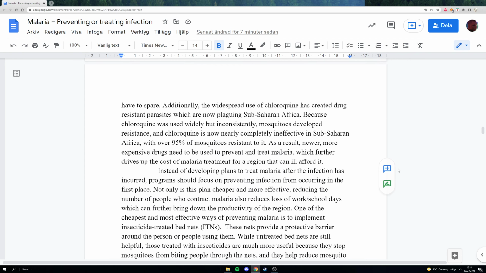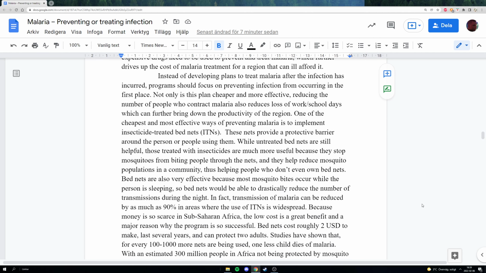Additionally, the widespread use of chloroquine has created drug-resistant parasites which are now plaguing Sub-Saharan Africa. Because chloroquine was used widely, but inconsistently, mosquitoes developed resistance, and chloroquine is now nearly completely ineffective in Sub-Saharan Africa, with over 95% of mosquitoes resistant to it. As a result, newer and more expensive drugs need to be used to prevent and treat malaria, which further drives up the cost of malaria treatment for a region that can ill afford it.